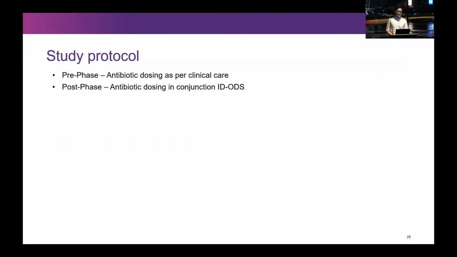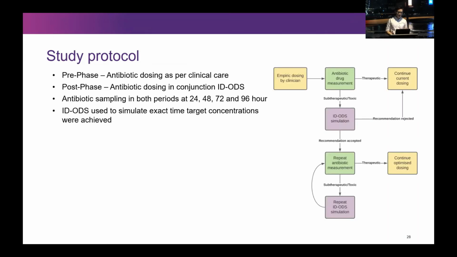So in terms of the study protocol, there was a pre and a post phase. In the pre-phase, antibiotics were dosed according to the standard clinical practice across all of the different ICUs. But in the post phase, the dosing software IDODS was used in conjunction with the prescription of the antibiotic dose, in a very similar fashion to the previous study. So again, clinicians elected to start the patient on whatever dose they thought was appropriate for the patient. We then measured the antibiotics. If it was subtherapeutic or toxic, we then used the dosing software to give an optimized dose, and then we repeated the measurements after that.